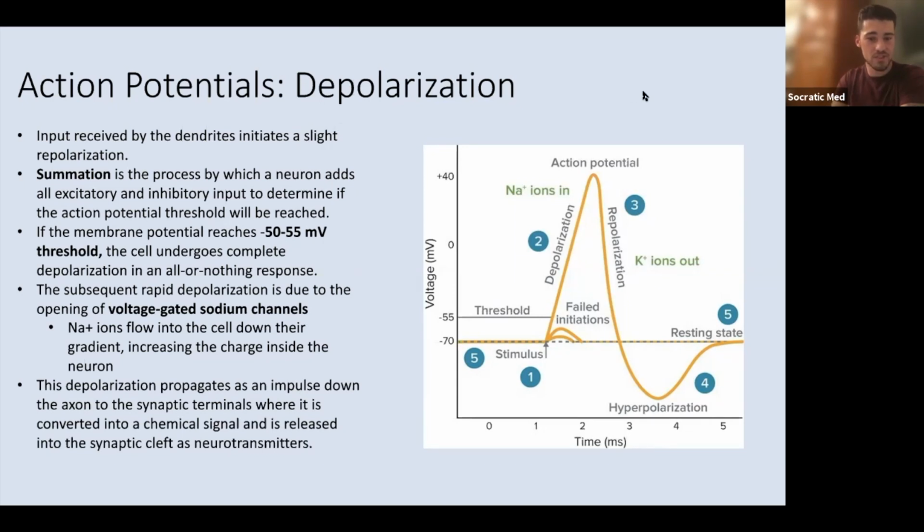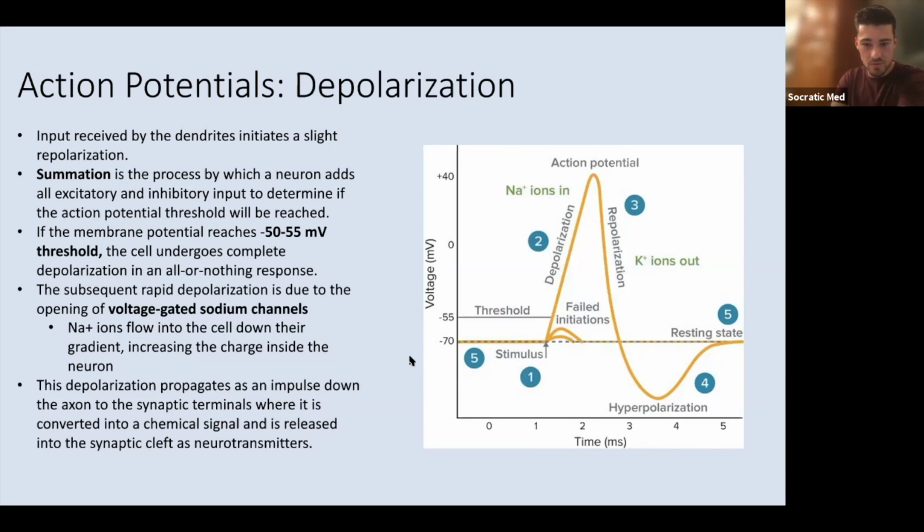The depolarization propagates as an impulse down the axon to the synaptic terminals, where it's converted into a chemical signal, and it's released into the synaptic cleft as neurotransmitters. So that's when the electrical signal is converted into chemical. And that's how neurons synapse, and that's how they interact and communicate with each other.